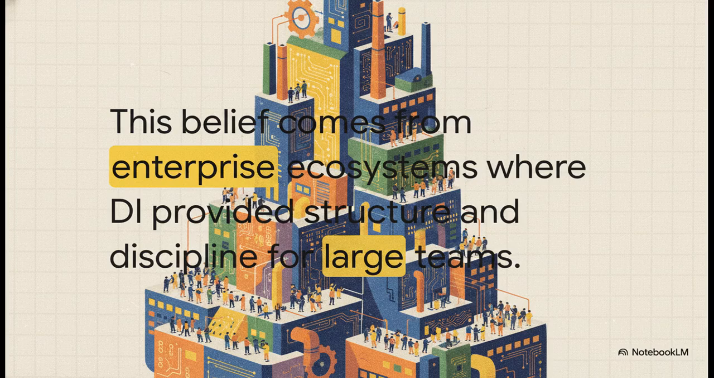Now, what's really interesting is where this way of thinking really took hold. It mostly comes from these big enterprise environments, where you've got massive teams working on incredibly complex systems. In that context, DI provided this crucial architectural discipline. It was a standard way to manage dependencies and coordinate the work of hundreds of engineers. It became the default, not just another pattern.